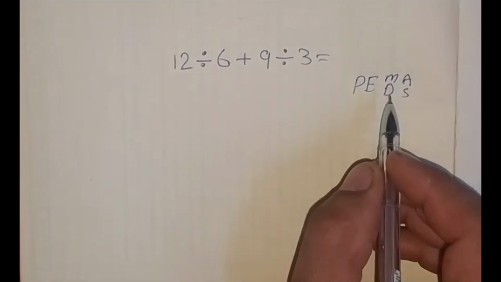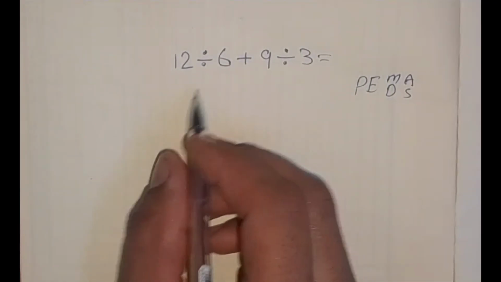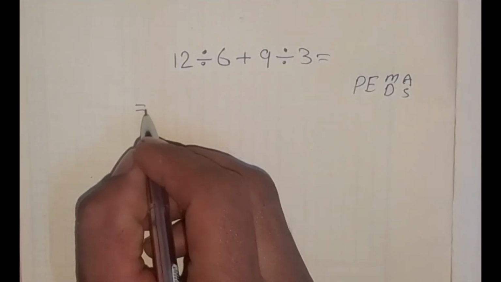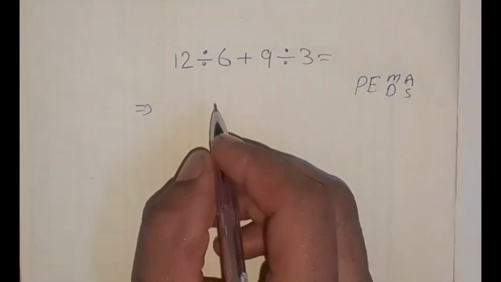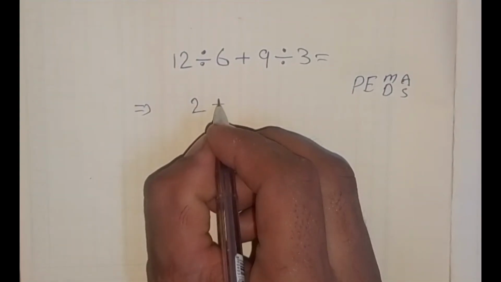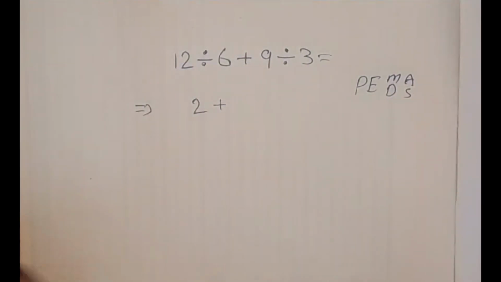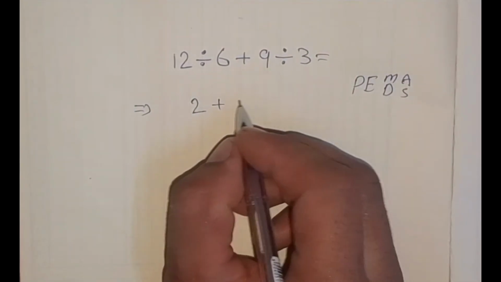Now we solve first division according to the rule of PEMDAS. Now the equation becomes 12 divided by 6 gives us 2, plus 9 divided by 3 gives us 3.